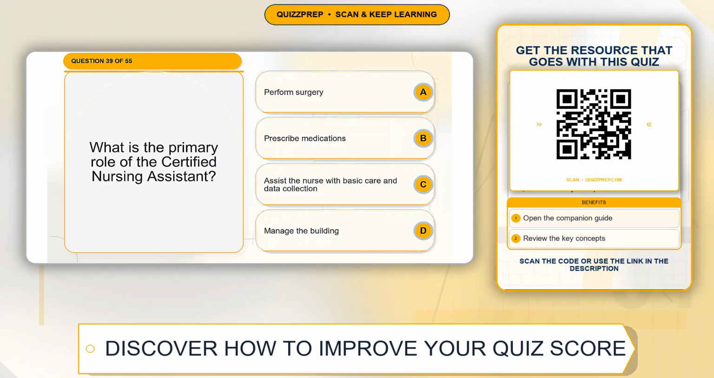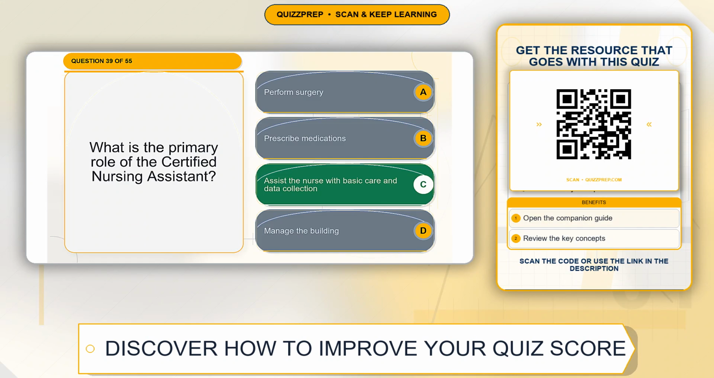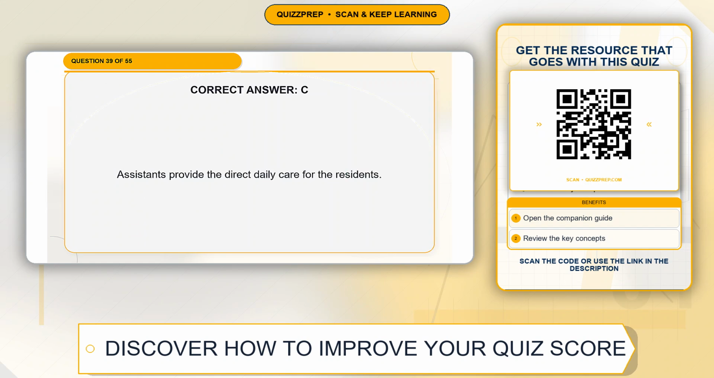Question 39. What is the primary role of the certified nursing assistant? Option A, perform surgery. Option B, prescribe medications. Option C, assist the nurse with basic care and data collection. Option D, manage the building. The correct answer is option C, assist the nurse with basic care and data collection. Explanation. Assistants provide the direct daily care for the residents.